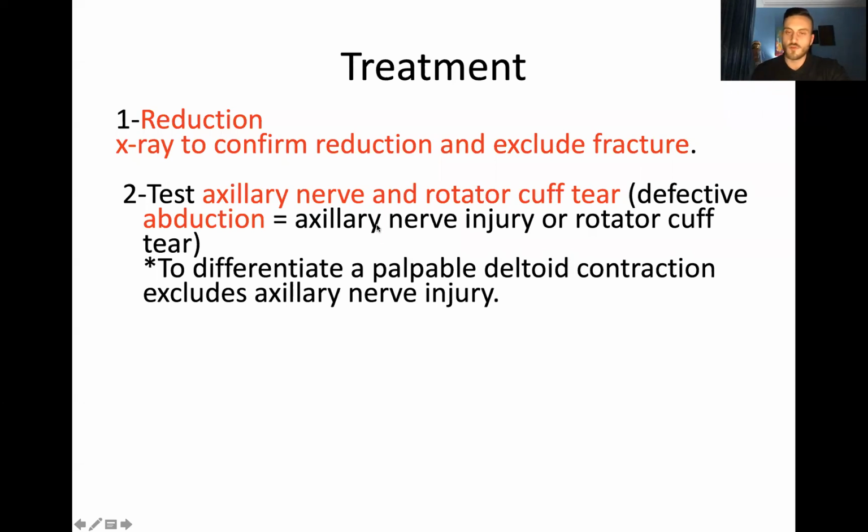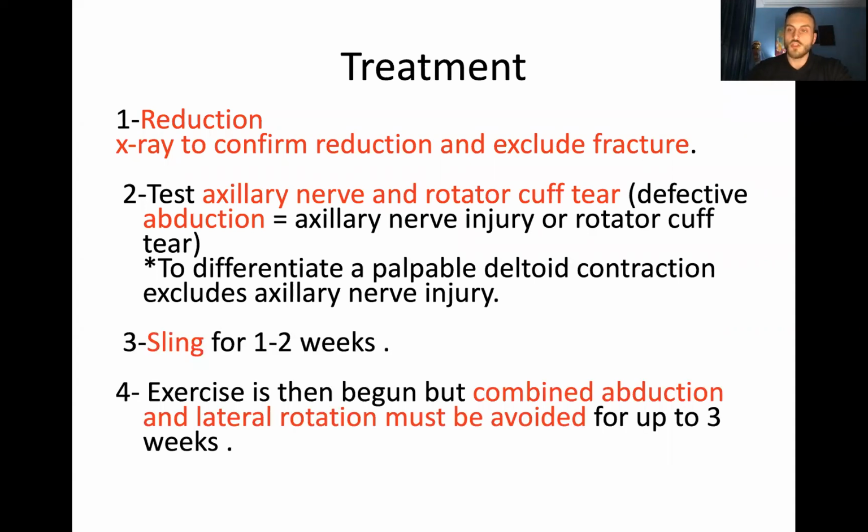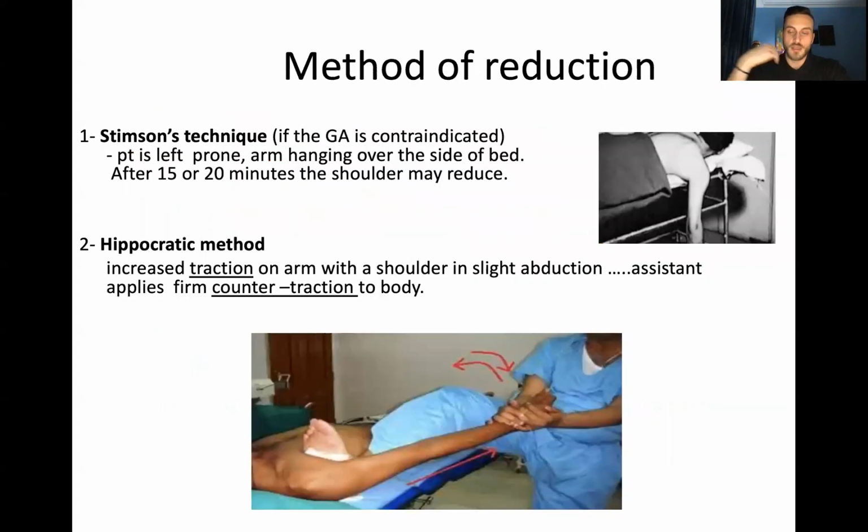Treatment, for sure: any dislocated joint, you have to reduce. So reduction with any maneuver. You may give your patient sedation or even general anesthesia. Then you put him in a sling for 1 to 2 weeks, and then you start exercising. There are a lot of methods. You have Stimson's method, like you can see in this picture.